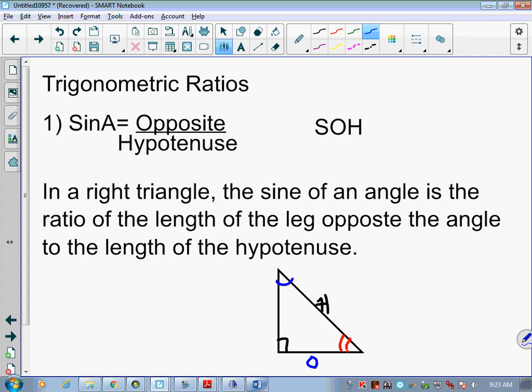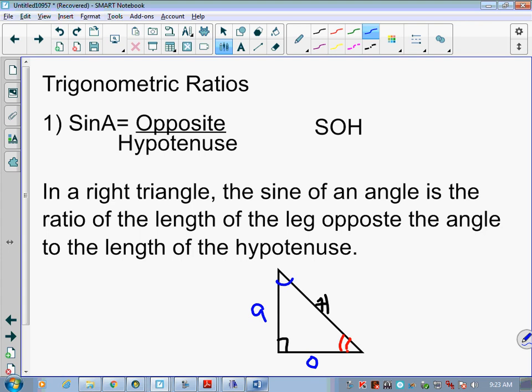At this point, it should be pretty easy, because there's only three things that we're going to work with, which is opposite, adjacent, and hypotenuse. Do I already know which one is hypotenuse? Do I know which one is opposite? So what one must be adjacent? Whatever's left, right? Okay? So if I know what numbers are there, then I can set up a ratio.